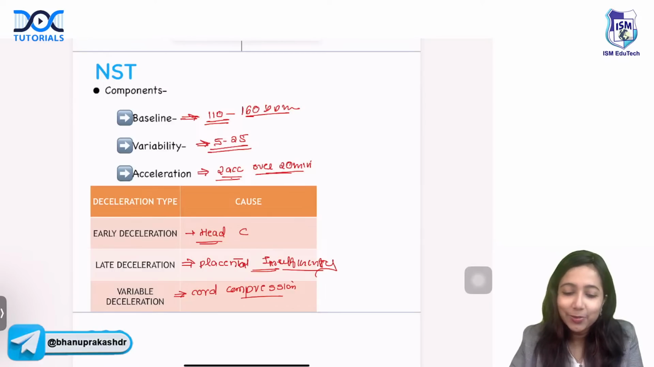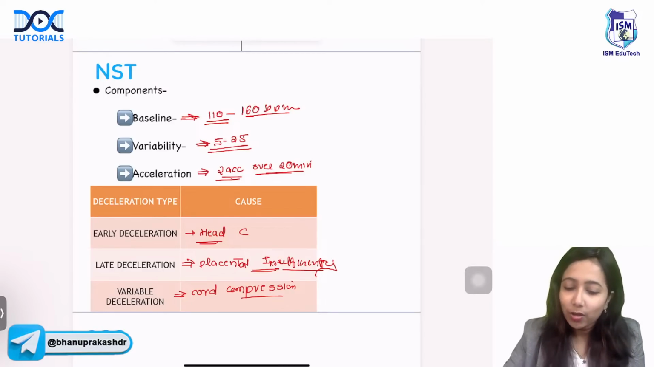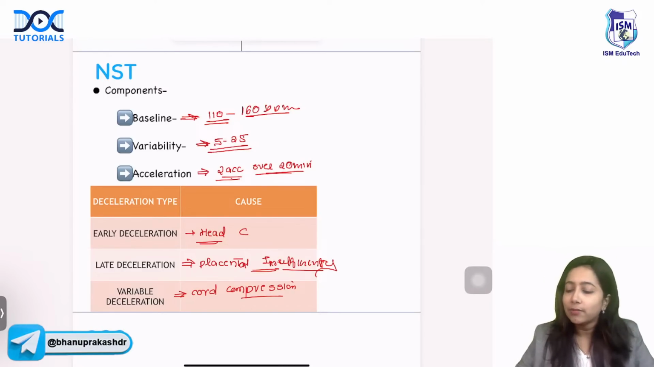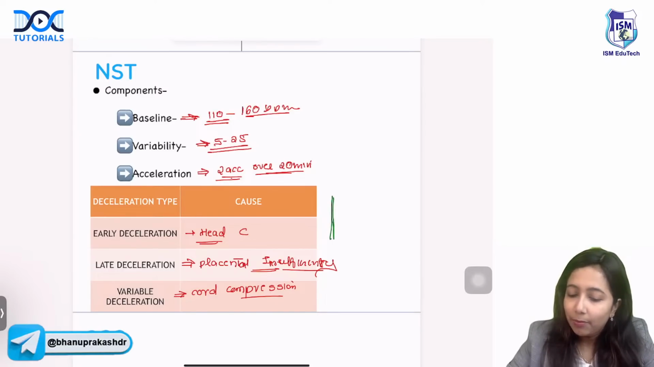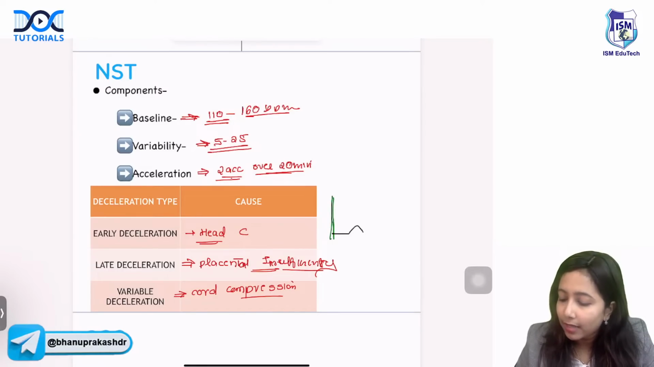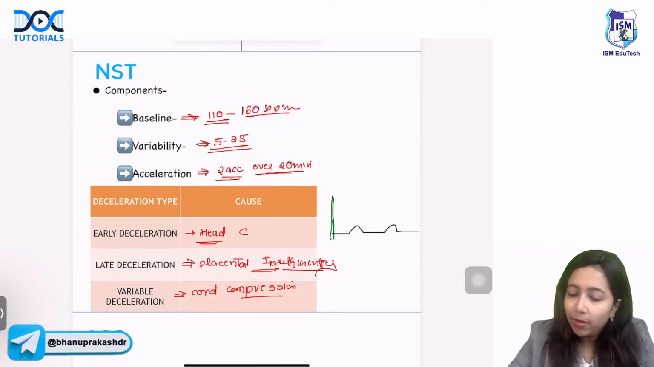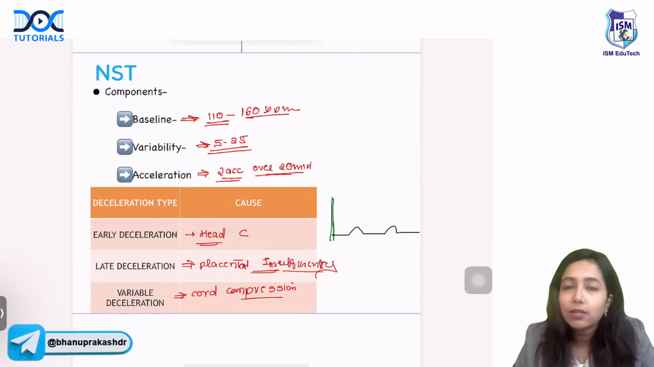Okay, do you want me to make those graphs? Definitely. Okay. So if you want to see the graphs, how it looks. Initially, you see there are two graphs. Below, you have the uterine contractions, and above that, you see the fetal heart rate changes.